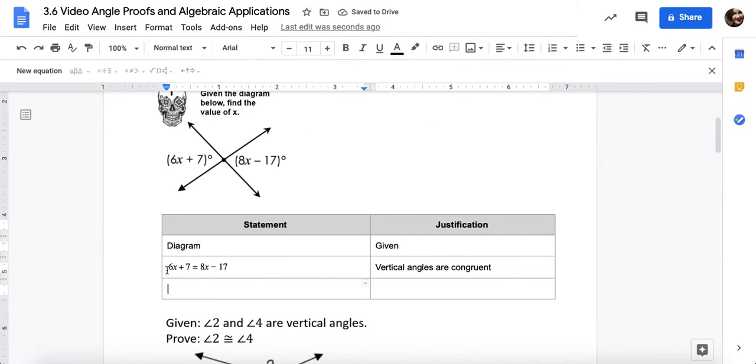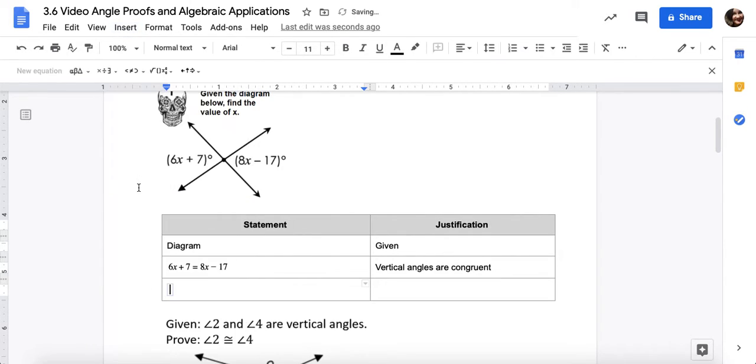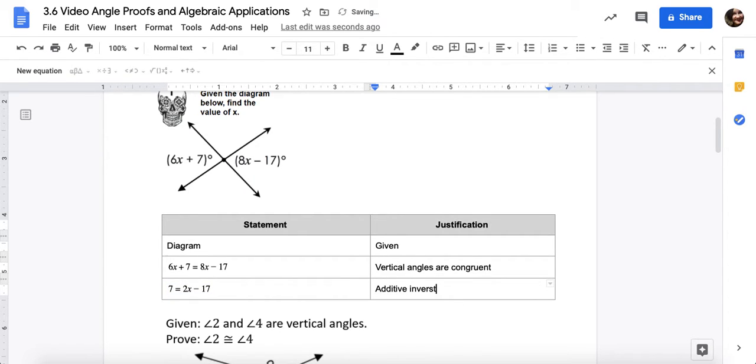And I know I want to isolate my variable, so I'm going to need to subtract 6x from both sides so I can get all my x's on one side. So the next step here would be insert an equation. 7 equals 2x, because 8x minus 6x is 2x, minus 17. And we used our additive inverse. Now remember, we have to say what we did, so we subtracted 6x.